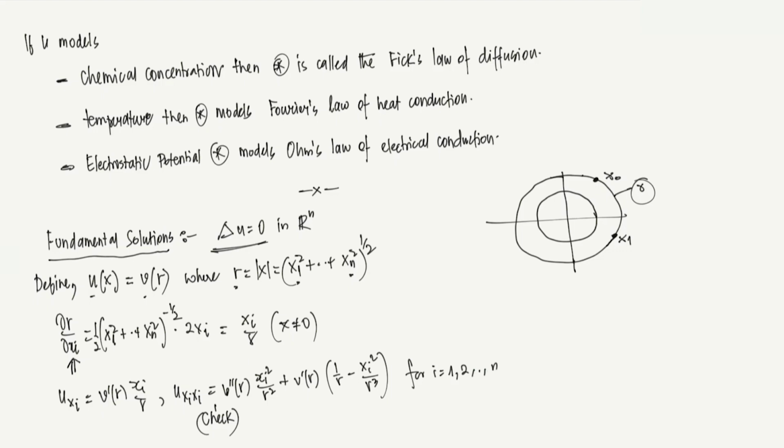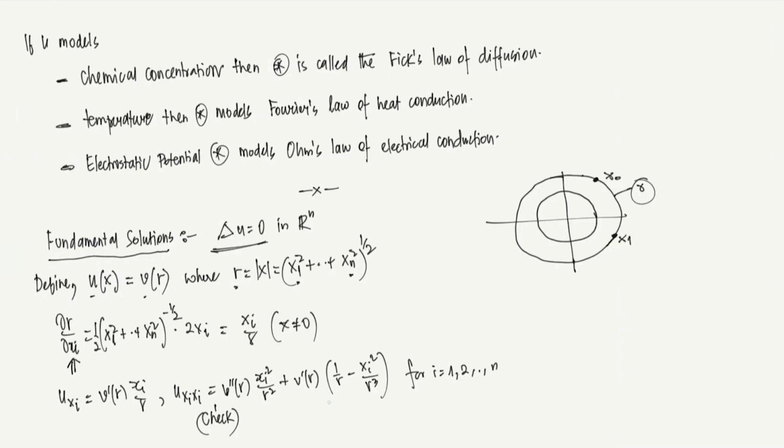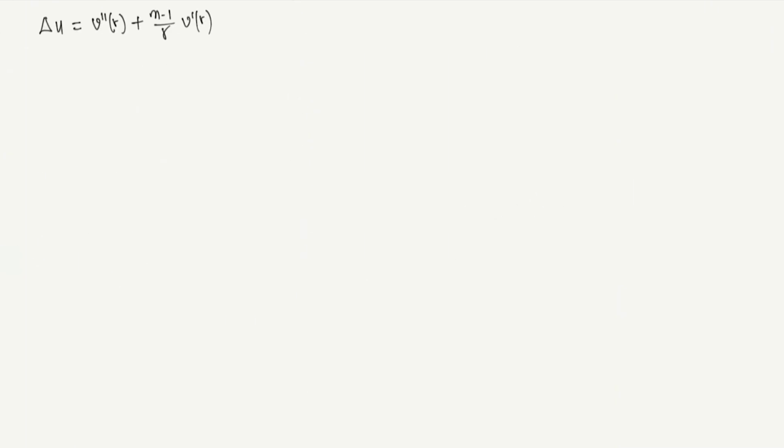For all i, this is true, right? Now basically for the Laplace equation, I just have to add it. So what is the Laplacian of u in this case? It is nothing but the summation of this, which is v double prime of r plus (n minus 1) by r times v prime of r. I'm just adding this up, and you can easily see that this is going to be true, absolutely no issues. Since the Laplacian of u is 0, that is given to us, it means that v double prime of r plus (n minus 1) by r v prime of r should be 0.